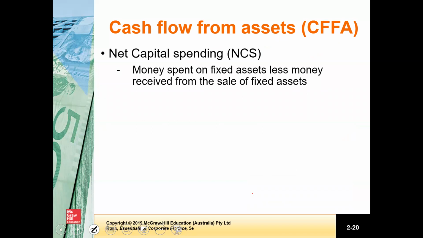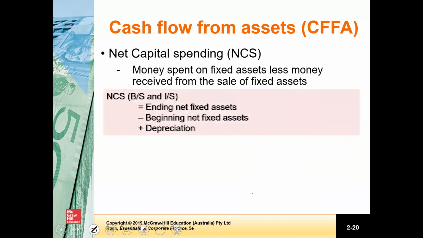Net capital spending is just money spent on non-current assets, less money received from the sale of non-current assets. Non-current assets means fixed assets like land, buildings, machinery, equipment, and so on. So net capital spending essentially is the ending net fixed assets minus beginning net fixed assets plus depreciation. That is the net capital spending.